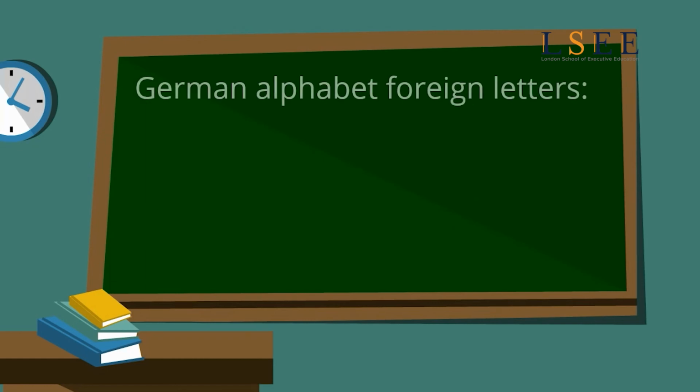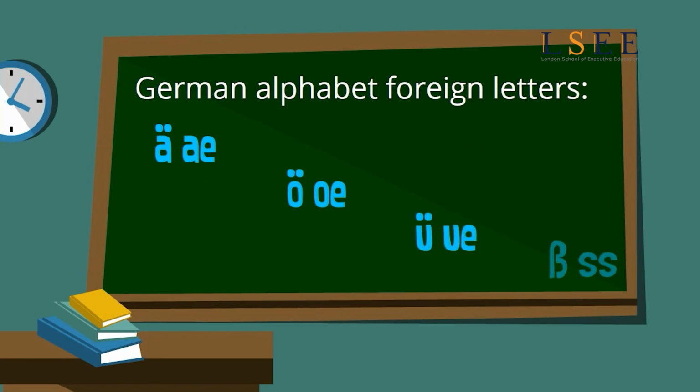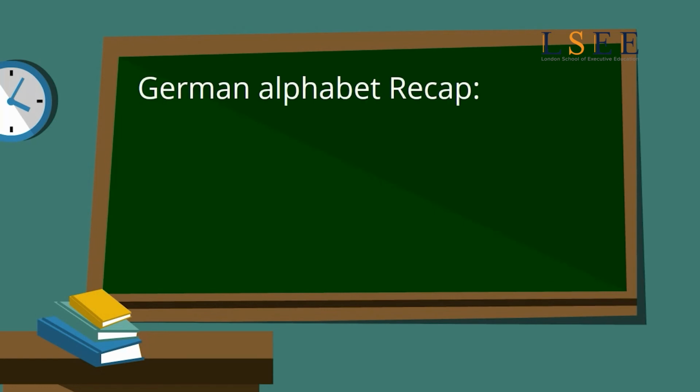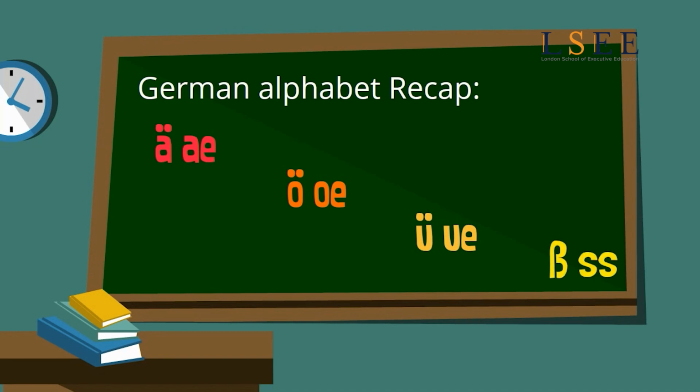The German alphabet includes the foreign letters Ä, Ö, Ü, and ß. In this section, you will learn how to pronounce them in German. So I will say the letters and you repeat after me. Ä, Ö, Ü, ß.